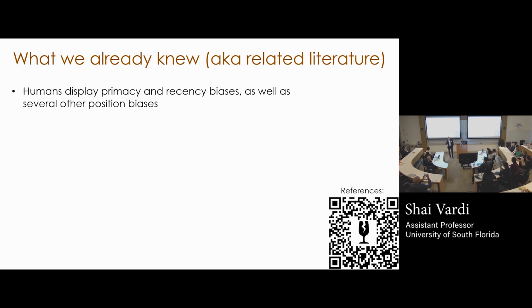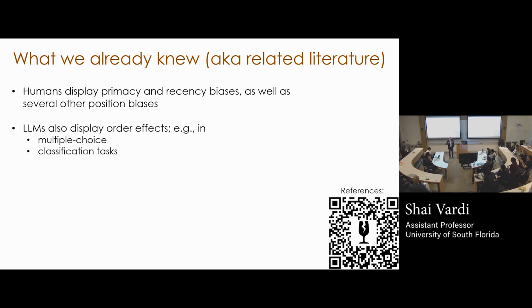So we know that humans display primacy and recency biases, and there's a bunch of other position biases that we know about, and people have observed order effects in LLMs a lot. In multiple choice, if an LLM is not sure what the correct answer is, it tends to choose a specific option. Kind of similar to humans. If you're not sure, you choose C. Right? We all know that.